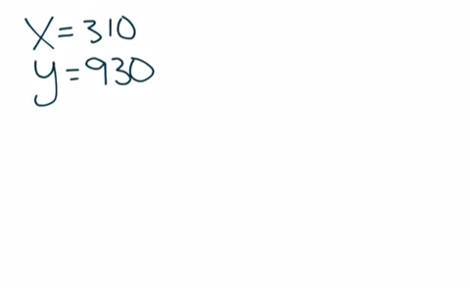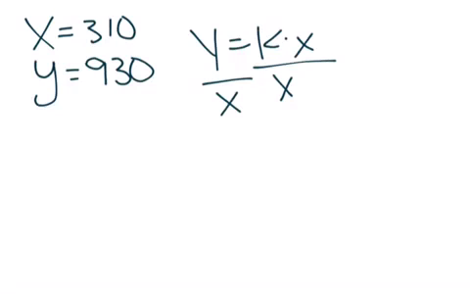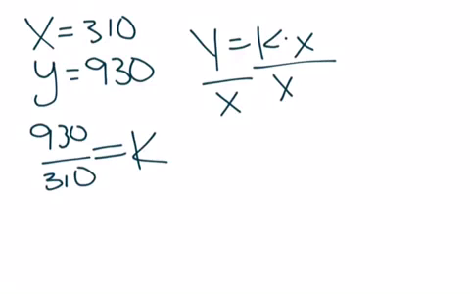So we have x equals 310, and y is 930. So the same thing, right? y equals k times x. I divide by x on both sides, because we're trying to find the value of k. So we know it's going to be equal to k. Our y is 930. Our x is 310. When you do that division, you're going to see that k equals 3 again. I'm not going to show you the last one, when x equals 170 and y equals 510.